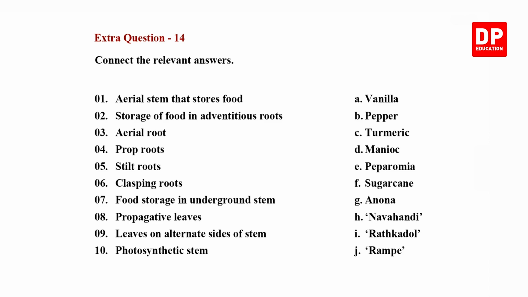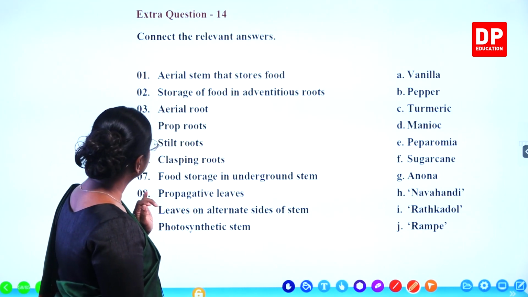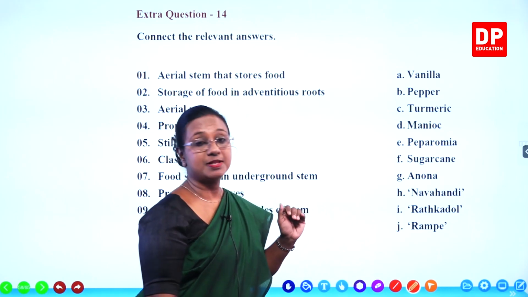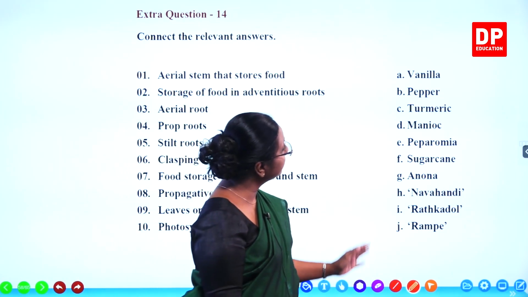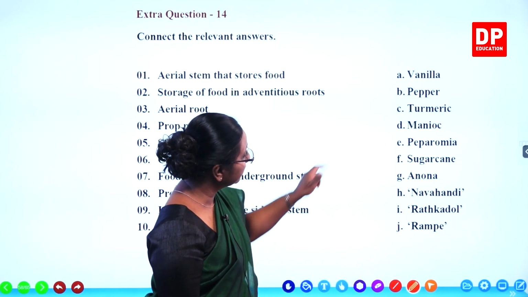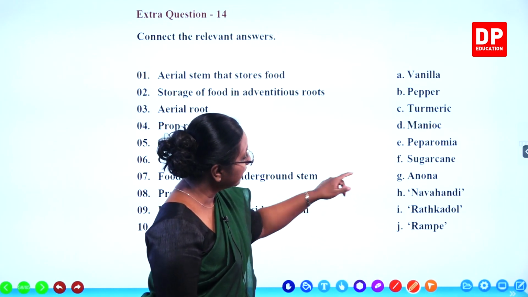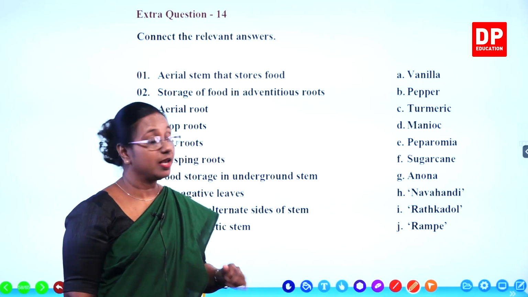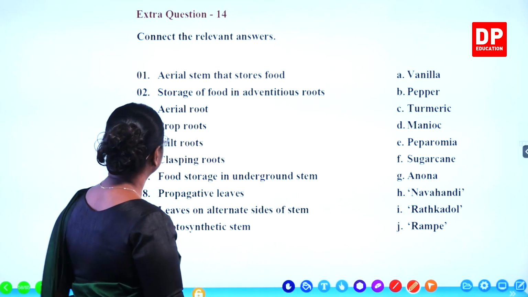So extra question 14, connect the relevant answers. Here students, you can see there are features of stems and roots given to you and there are some examples given to you. You have to connect the relevant plant. We'll first read the plants: vanilla, pepper, turmeric, manioc, peperomia, sugarcane, annona, navahandi, ratkadol and rampe. Now we'll connect them with the relevant characteristic.